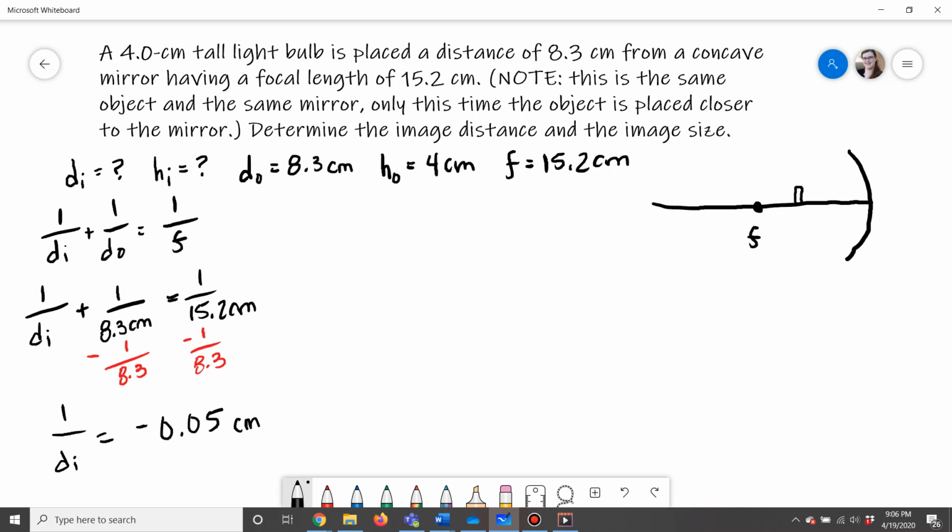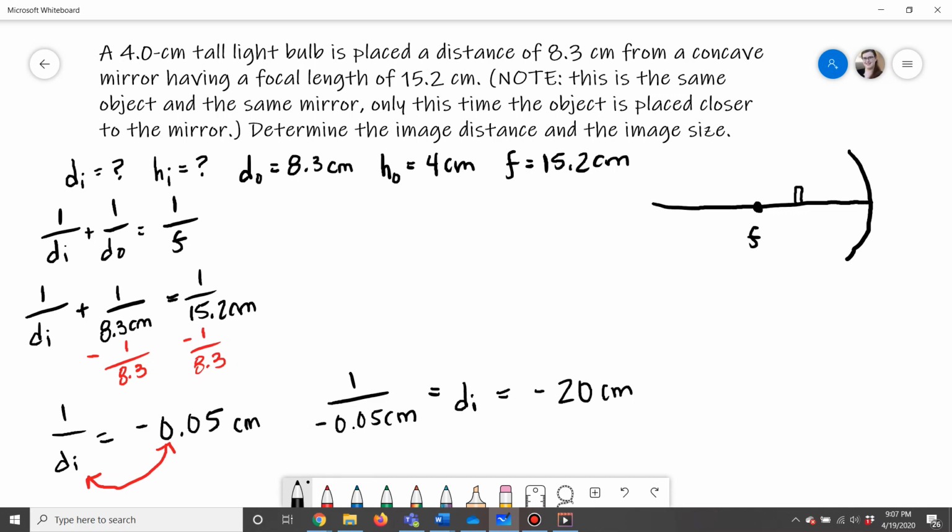All right. Now I'm going to go ahead and just switch these two to figure out what my image distance is. So 1 over negative 0.05 centimeters is equal to our image distance. And that's going to give us an image distance of negative 20 centimeters.